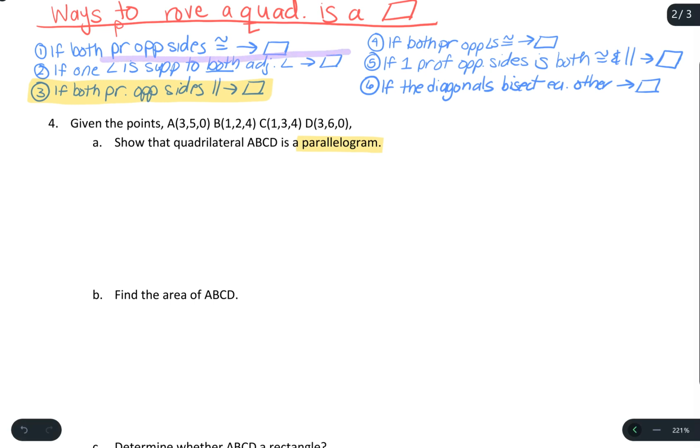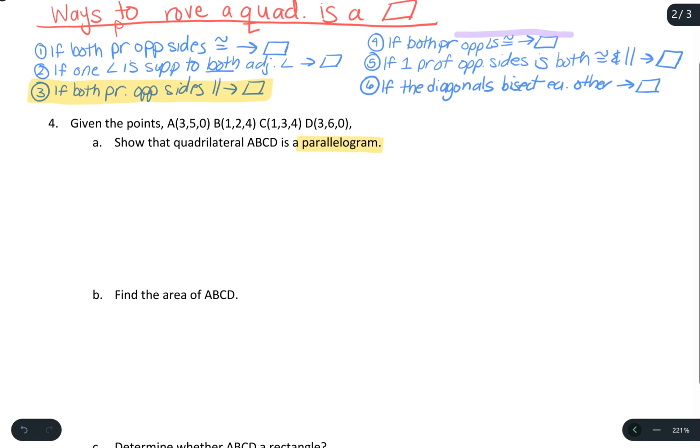The second one here, if one angle is supplementary to both adjacent angles, we have the angle between 2 vectors formula for 3D. So we can find the angle between 2 sets of adjacent angles, and we can calculate to make sure that those are supplementary. Number 3 here, if both pairs of opposite sides are parallel, we know that we can determine if vectors are parallel, and so we could find a vector to represent each of the 4 sides, and then check to make sure that they are scalar multiples of each other.